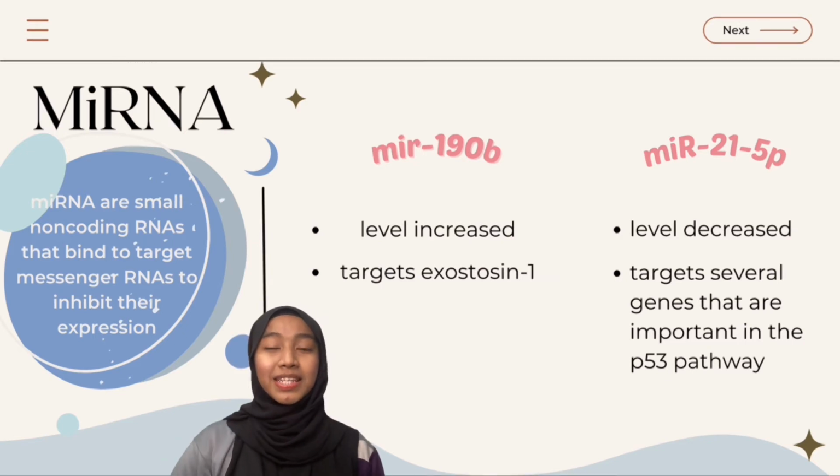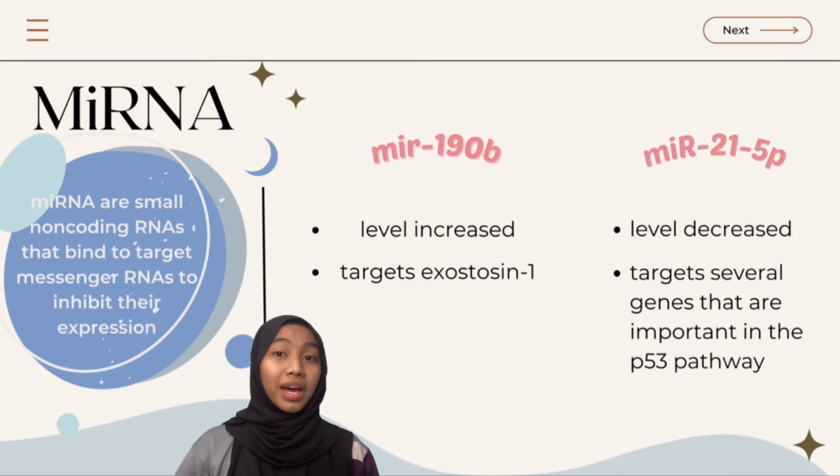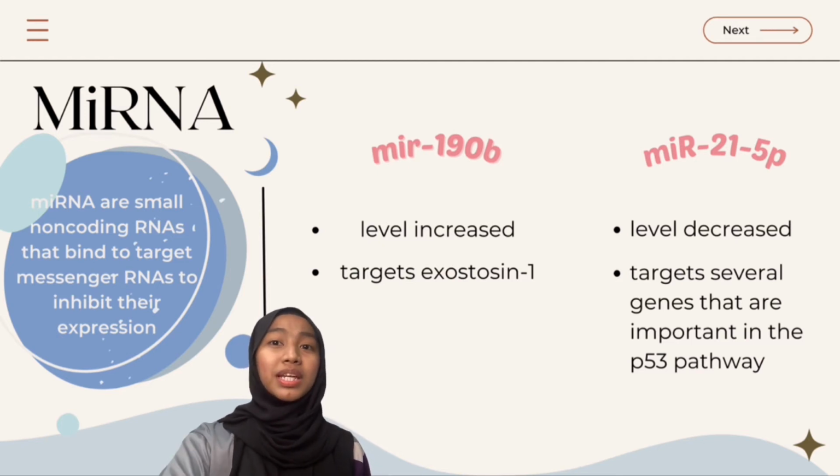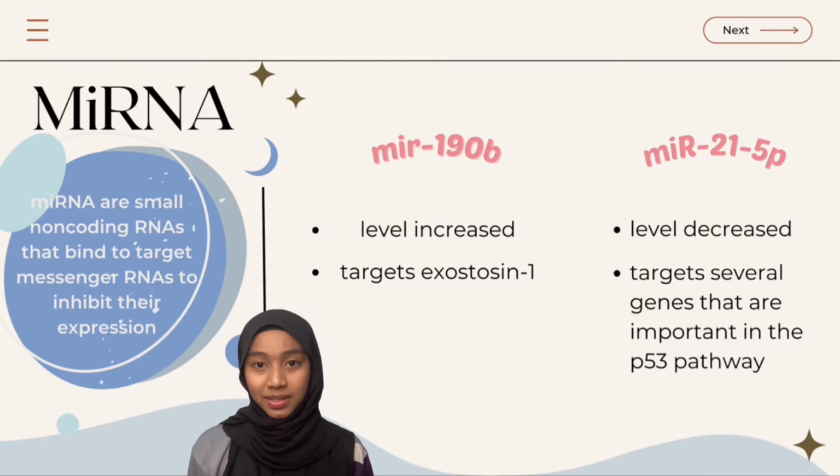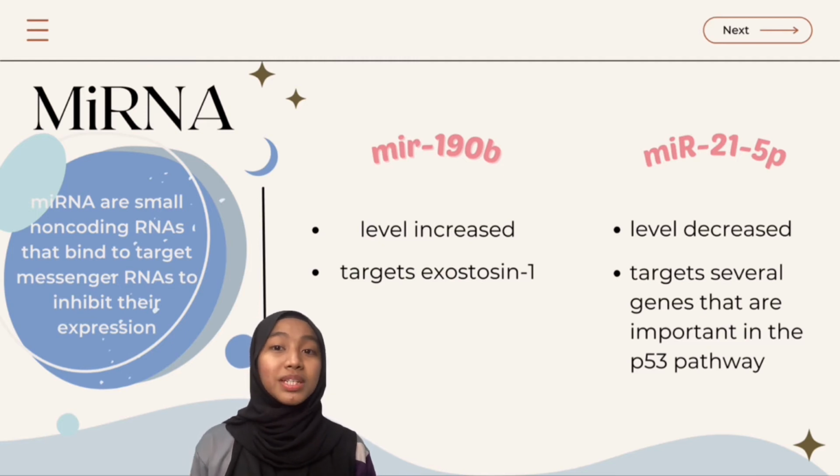Now, let us see some miRNAs that are related to aging. Firstly, MIR190B level increases with aging, and this miRNA is important as it targets exostosin 1. Exostosin is a protein found in the Golgi apparatus which modifies newly produced enzymes and other proteins. Because of these changes, follicle morphogenesis is deregulated and abnormal glucose metabolism is detected in follicles of older women.